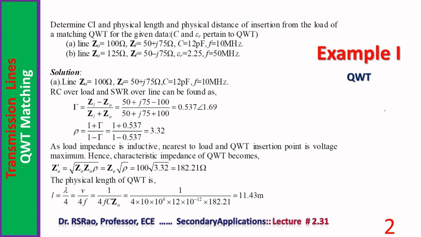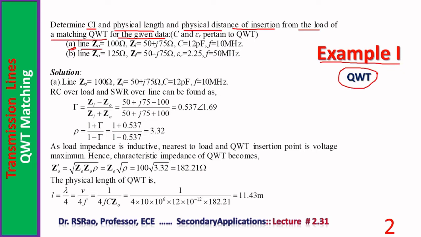To begin with, we consider a problem. It is set around the quarter wave transformer. This is example 1. Determine the characteristic impedance, physical length and physical distance of insertion from the load of a matching quarter wave transformer for the given data. Here, load matching is effected by inserting a quarter wave transformer.